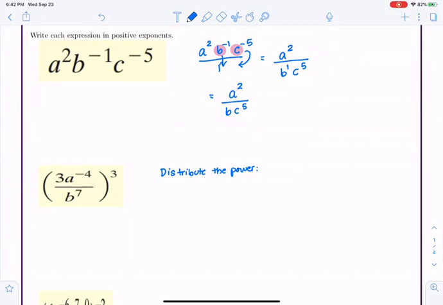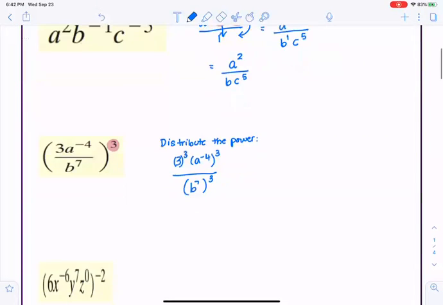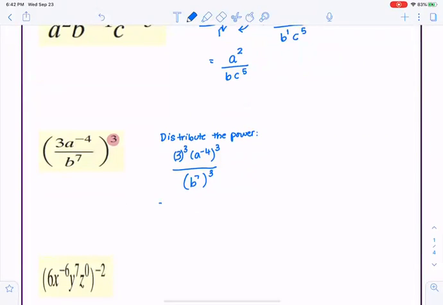So I have a 3, and the entire term inside is raised to the power of 3. So that power gets applied to each term. 3 raised 3, a raised -4 raised 3, divided by b raised 7 raised 3. So that would mean 3 to the power of 3 is 3 times 3 times 3, which is 27. And you have a raised -12. That is a rule.